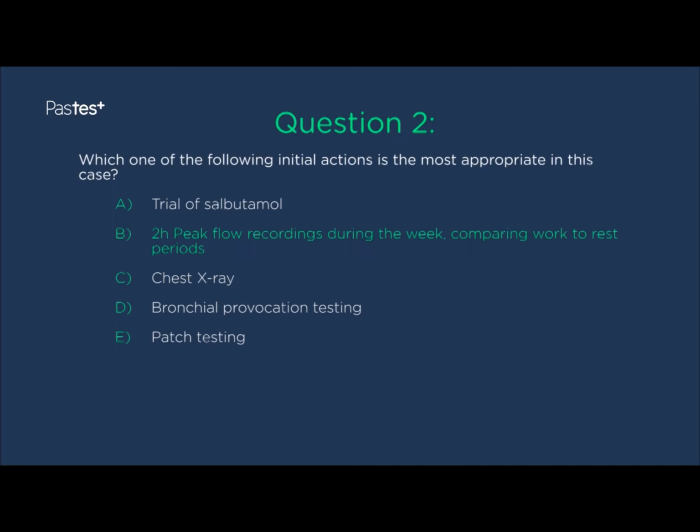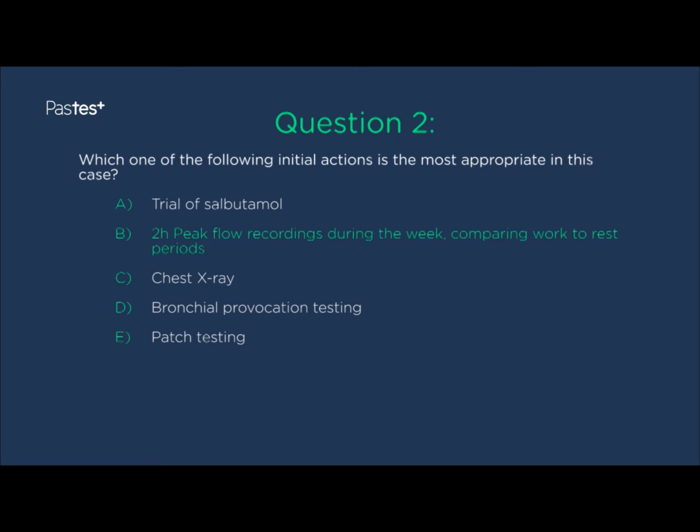It might relieve the patient's symptoms. However, it doesn't actually help you diagnose occupational asthma, as it doesn't show any link between the causative factor and the symptoms. Chest X-ray, again, you'd expect to be relatively normal in asthmatics and doesn't lead you any closer to the diagnosis. Bronchial provocation testing is done sometimes, and you can actually try and stimulate symptoms using the specific allergen. However, it's not a very widely available test.